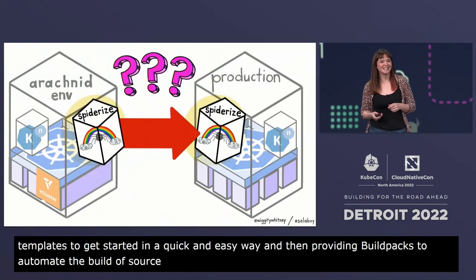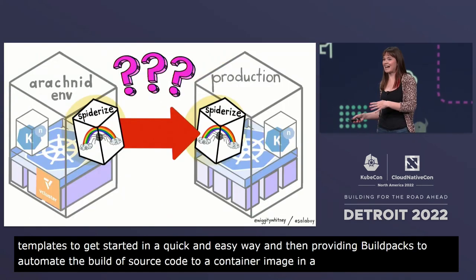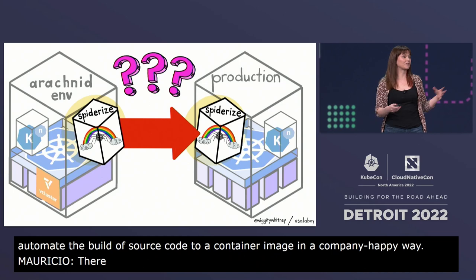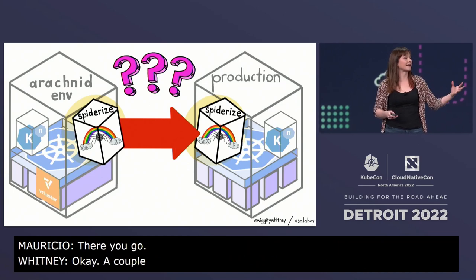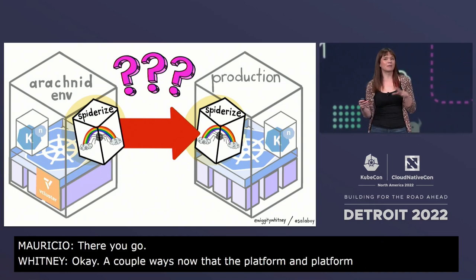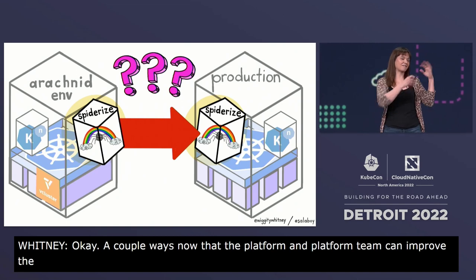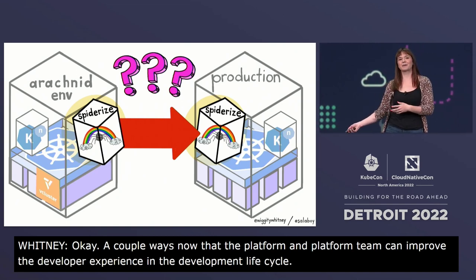There you go. Okay, so we saw a couple of ways now that the platform and platform team can improve the developer experience and the development lifecycle. But now, how can the platform team help that finished application find its way to production?